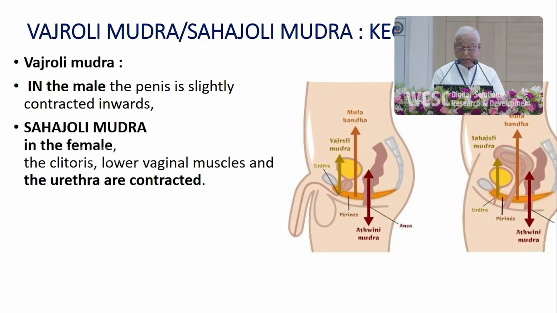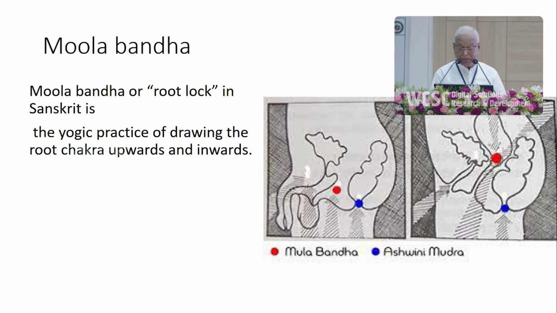So the Vajroli Mudra, when it is used in male it is called Vajroli Mudra, and when it is mentioned in female it is Sahajoli Mudra. Next, having finished Vajroli Mudra, comes the Mulabandha. In Sanskrit they call this the root lock. From this lock only we release all the energies throughout the body.